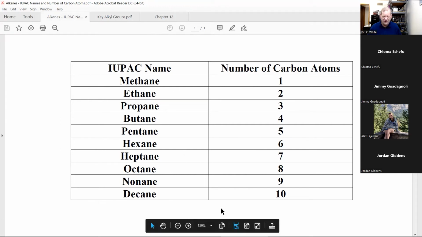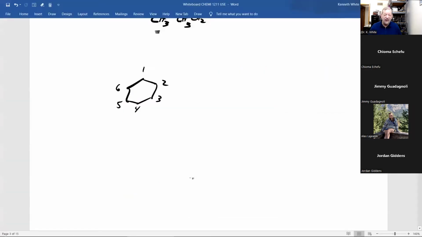So we go back here and we say, well, this is hexane, but it's a ring, so you need the prefix cyclo. So the name of this compound is cyclohexane. Common mistake students make on test 1, they forget the cyclo. And if you put down hexane, I give you 0 points, and you say, Dr. White, don't I get any partial credit? And guess what? I'm going to say no.